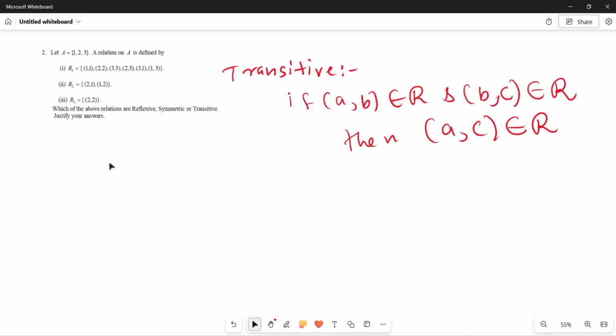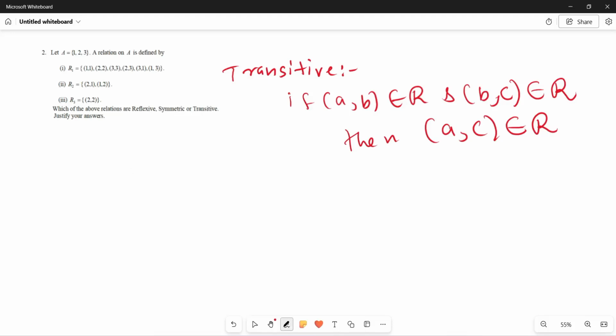Transitive is very simple. What do you want to understand? Start from something, end with something. The ending thing again arrows to another one, like (A, B), ending is B, (B, C), then (A, C). All those three things are available in the relationship. Then we are telling that it is transitive.